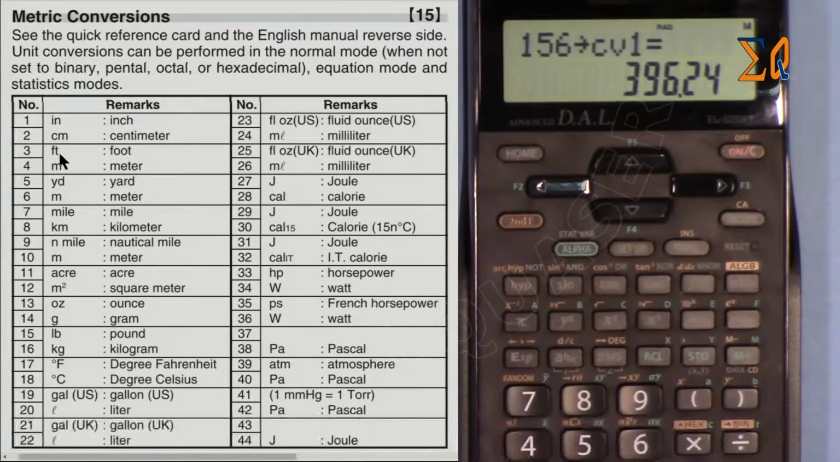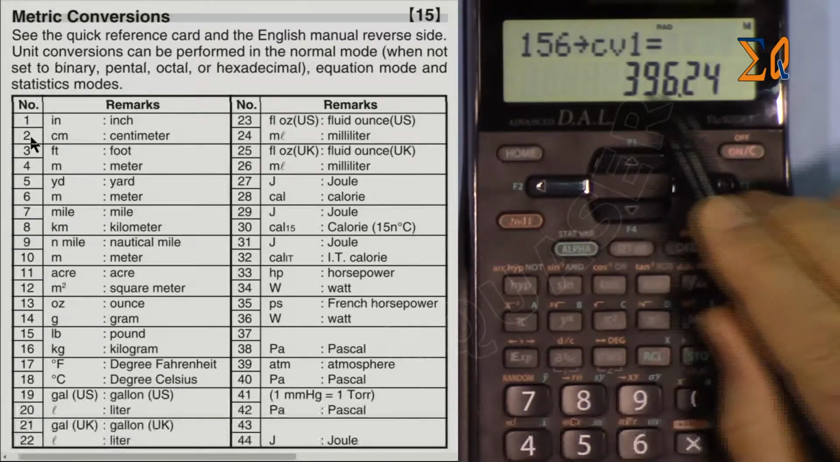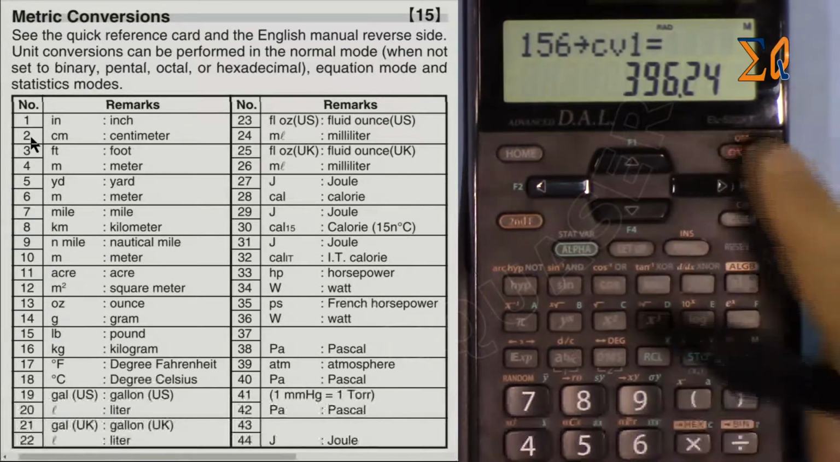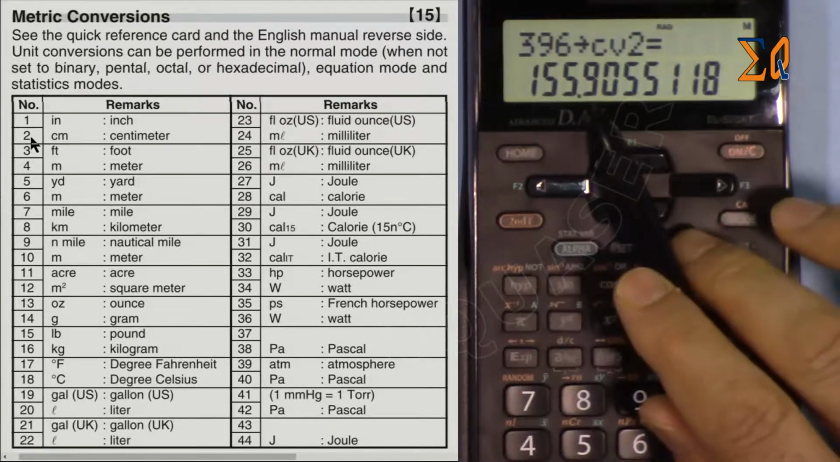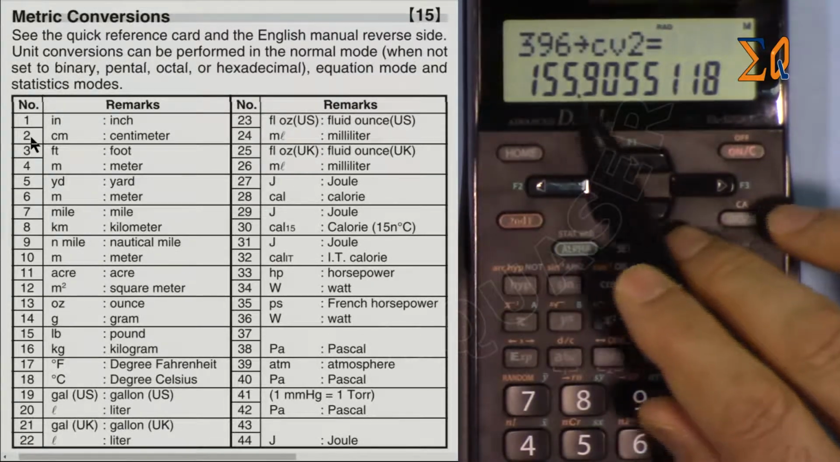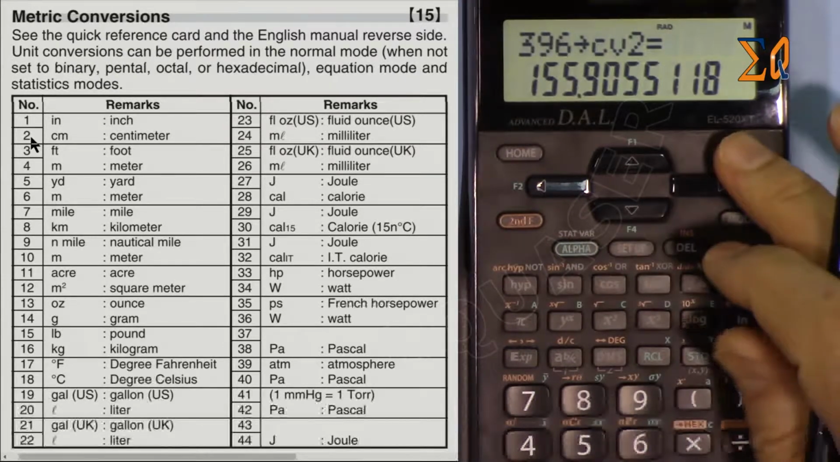And if you want to convert from centimeter to inch, we have to press 2, and let's say 396, then second function convert, which is button 3, I'm pressing 2, and we get 155.90, that's the value.